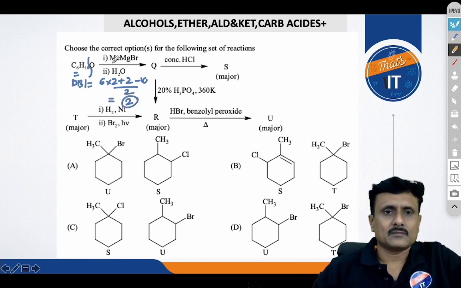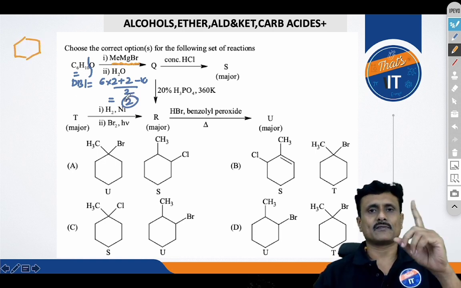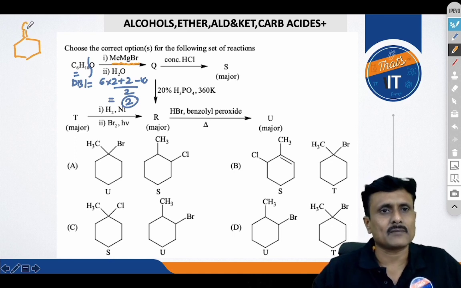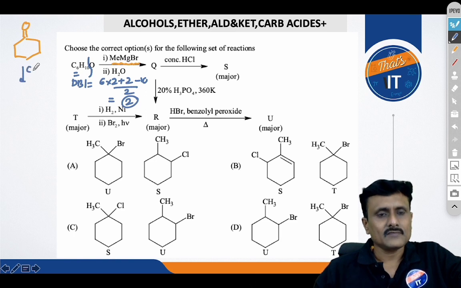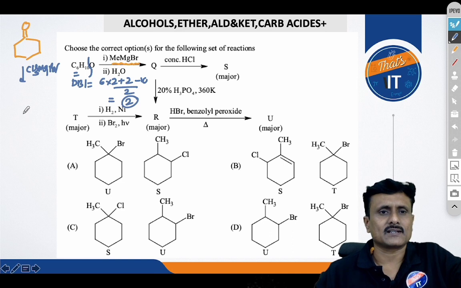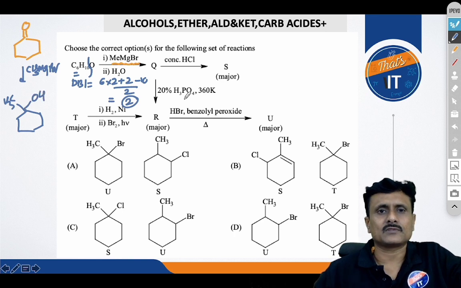And this is clearly seen reacting with a Grignard reagent, so it has a ring. That's how 1 degree of unsaturation is compensated, and also it has a pi bond, right? Now this is treated with the Grignard reagent. You can see all the options are 6 membered, so I could bluntly take the 6 membered substance, right? So you got CH3 and OH. So this is your Q.